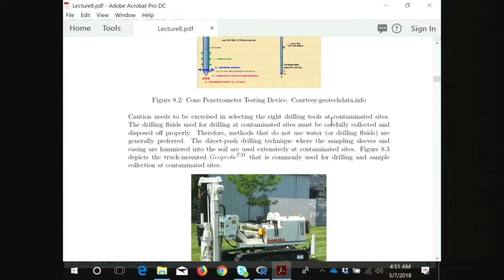It works very well as long as your depths are less than 100 meters. If you want to look at things deeper than 100 meters, the cone penetrometer doesn't work. It encounters too much overburden pressure and gives you very bad readings. But for shallow contamination, CPT is a very fast and convenient method to use.